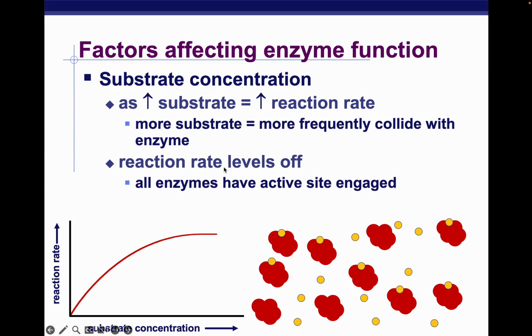So this is the same thing. Reaction rates level off as substrate concentration increases, and the reason why initially the reaction rates increase is because as we have more substrates, there will be a bigger chance of collision, meaning enzymes will actually find the substrate and induce reaction.